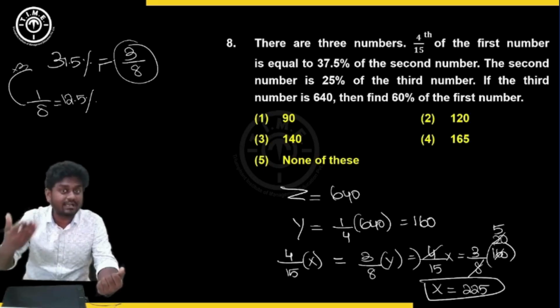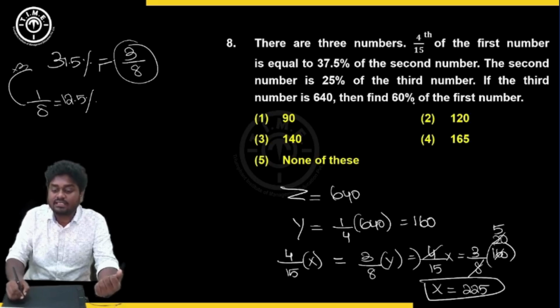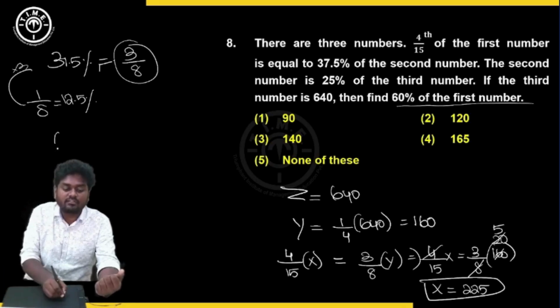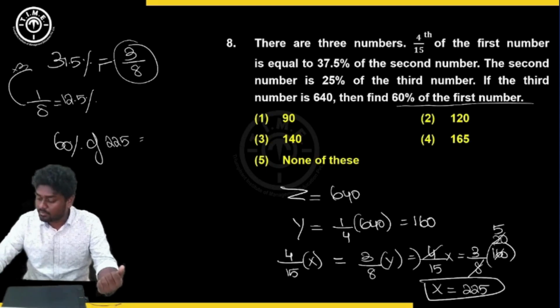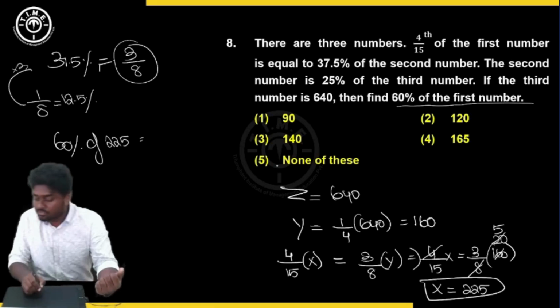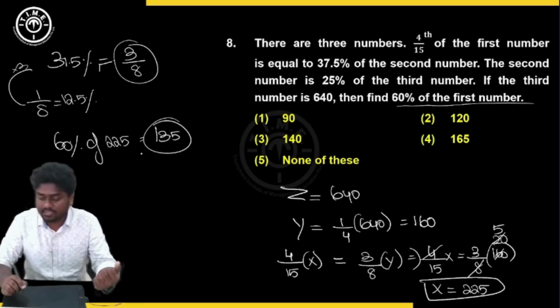But what is our question? If the third number is 640, then find 60% of the first number. In our question we have to find 60% of x, that is 225. Is that clear? We found the first number, so we are going to find 60% of x. 60% of x, we get 135. Is that clear, everyone? Yes.